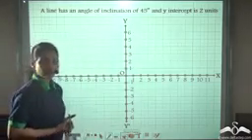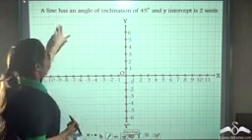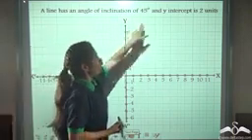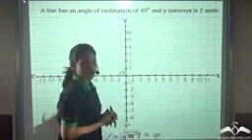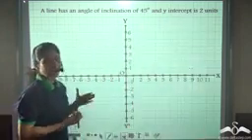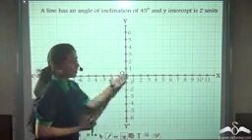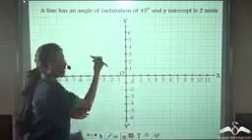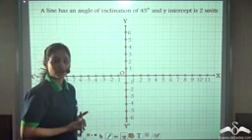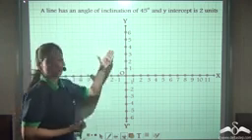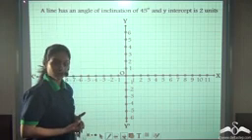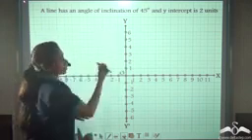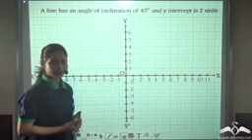Here we have been given an information. A line has an angle of inclination of 45 degree and y-intercept is 2 units. You know what is angle of inclination? The angle a line makes with the x-axis. And y-intercept, what is y-intercept? The point on the y-axis where the line intercepts or cuts it, right? So with these two information, can you draw a line?